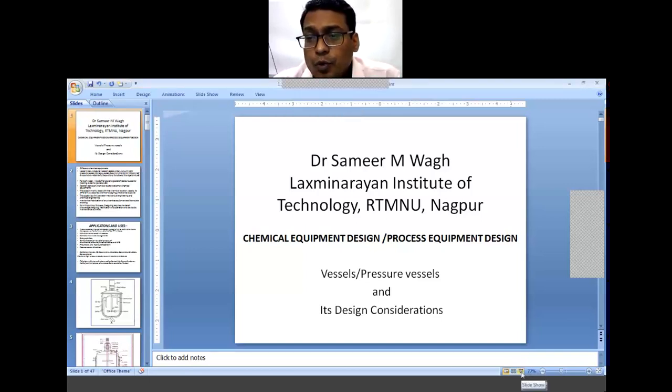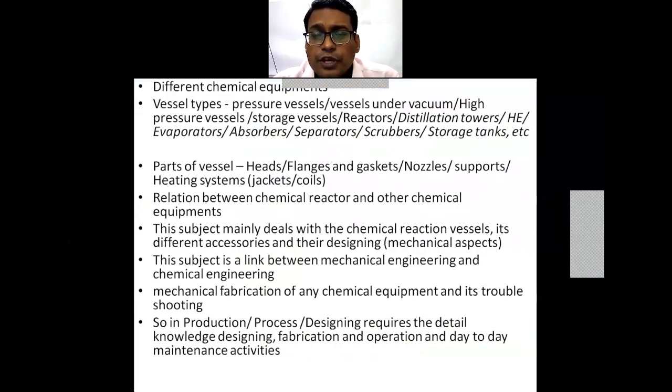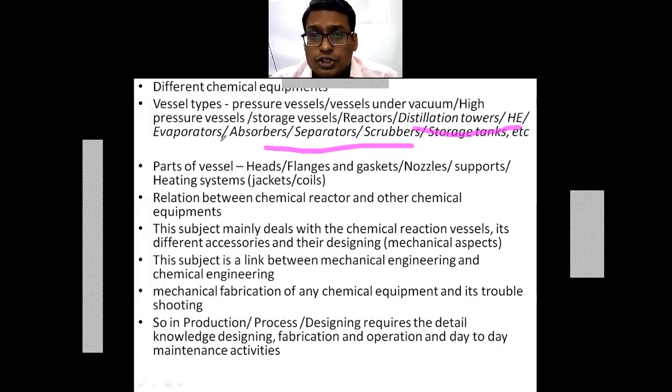It is mostly or commonly that we talk about pressure vessels, in which it can be a reactor, a distillation tower, a heat exchanger, an evaporator, an absorber, a separator, a scrubber, or a storage tank, or even the reactors or vessels under vacuum or the high pressure vessels. All these are the different types of vessels.